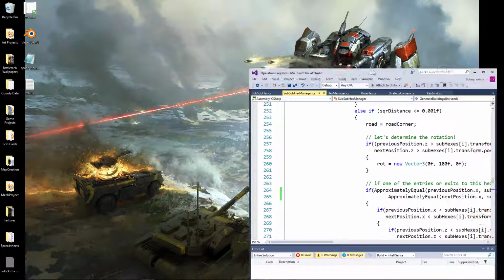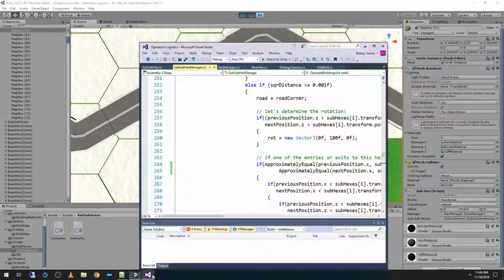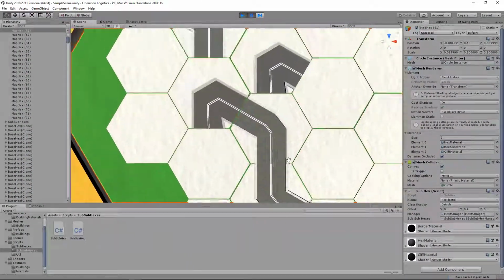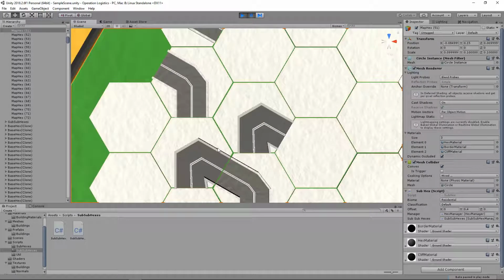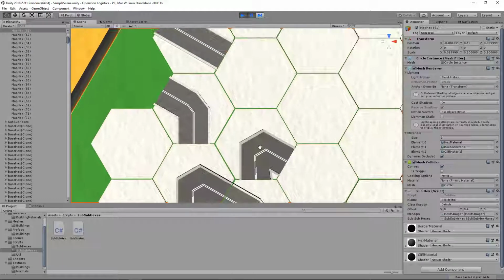So, as far as... I minimized Unity. So as far as this corner here goes, we are coming in from the bottom and going out here. This is a sharp corner, as is this. But this one, we're coming in from the bottom and going out this direction.